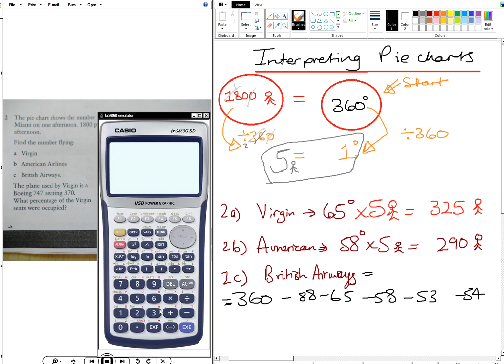So we get our calculator and we type all that in. I said 360. 360 minus 88 minus 65, minus 58. What did you get? It's giving me wrong numbers. Okay, 88, 65, 58, 53. I missed that 53. Okay, and then minus 53 as well. You got 42. Same here.